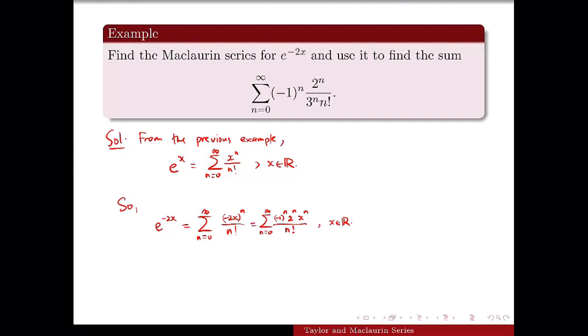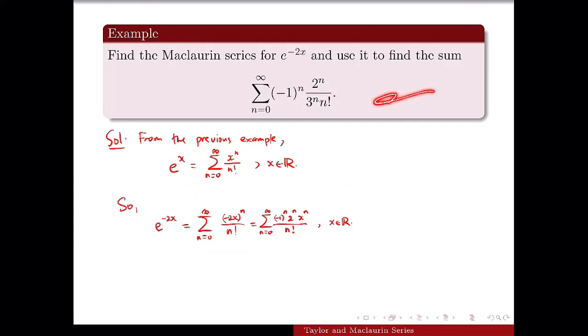You might argue, sir, it should be for any real number negative 2x. But remember, if negative 2x is a real number, your x is still a real number. So you can just remove that multiplier minus 2. So now we have this power series representation. In fact, it's the Maclaurin series representation of e to the minus 2x.